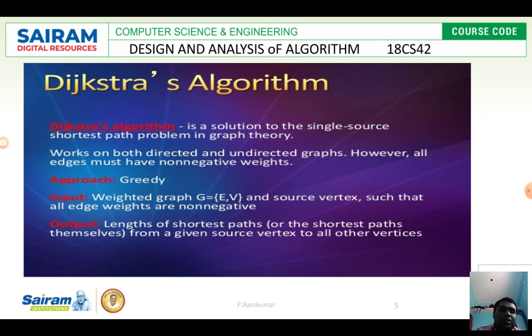So here the solution will be the single source shortest path. That means there will be only one source and there may be many destinations. The source cannot be more than one. It must be only one. I am going to approach the greedy method to identify the shortest route. The output will be the length of the shortest path between source and destination.